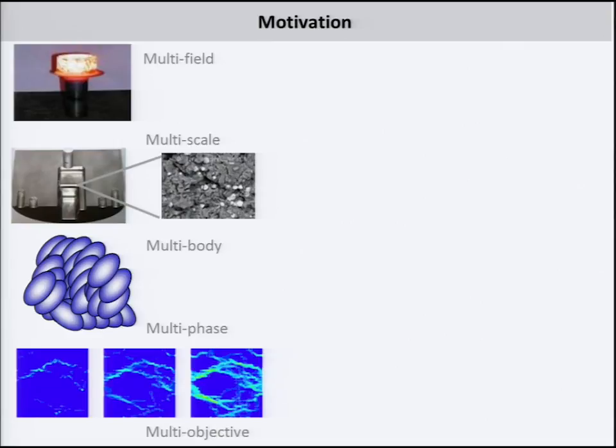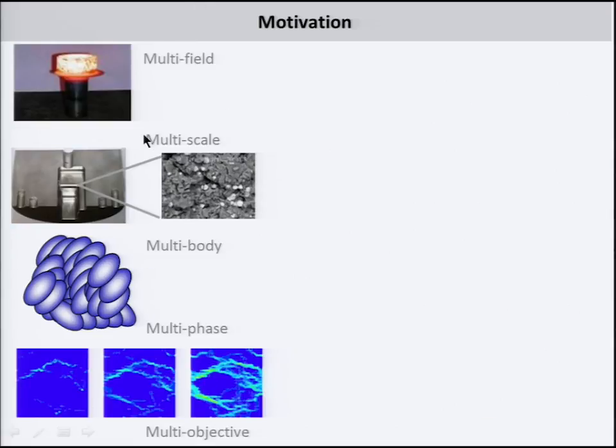An M5 problem is defined as a problem where we have a multi-field problem, like temperature and deformations. We have multiscale problems, so we have to deal with the solution of the problem at several different scales. We have several interacting bodies or components. We might have several phases. And at the end, we have to do optimization, probably with respect to multiple objectives.